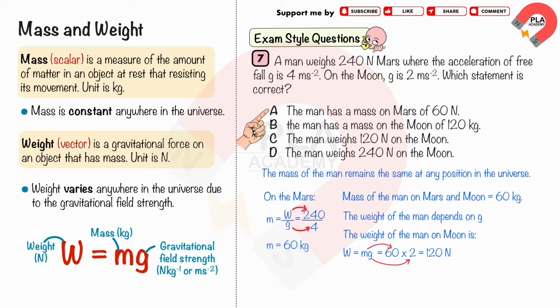A. The man has a mass on Mars of 60 newtons. This is incorrect. B. The man has a mass on the moon of 120 kilograms. This is incorrect. C. The man weighs 120 newtons on the moon. This is correct. D. The man weighs 240 newtons on the moon. This is incorrect.